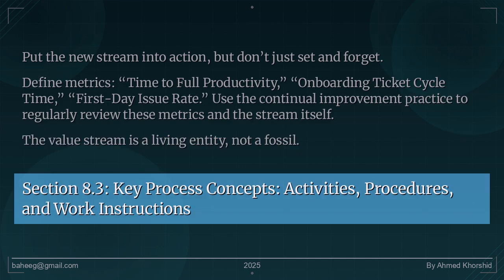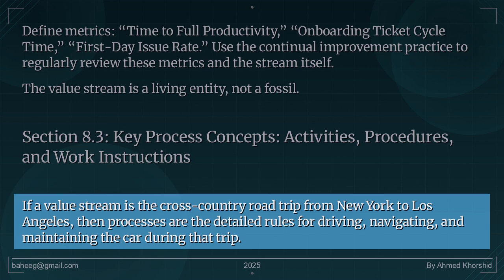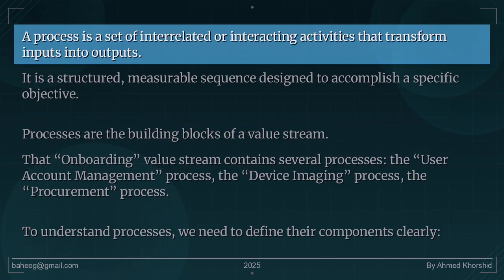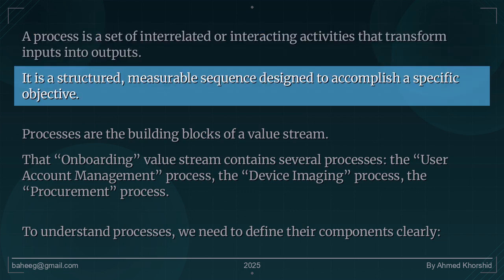Section 8.3, Key Process Concepts, Activities, Procedures, and Work Instructions. If a value stream is the cross-country road trip from New York to Los Angeles, then processes are the detailed rules for driving, navigating, and maintaining the car during that trip. A process is a set of interrelated or interacting activities that transform inputs into outputs. It is a structured, measurable sequence designed to accomplish a specific objective.